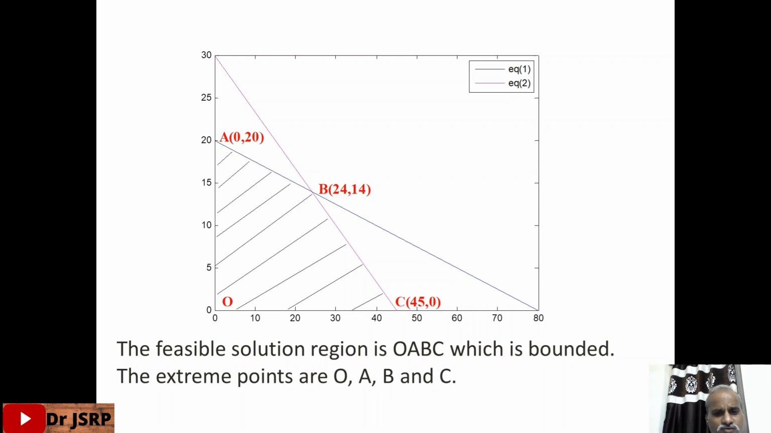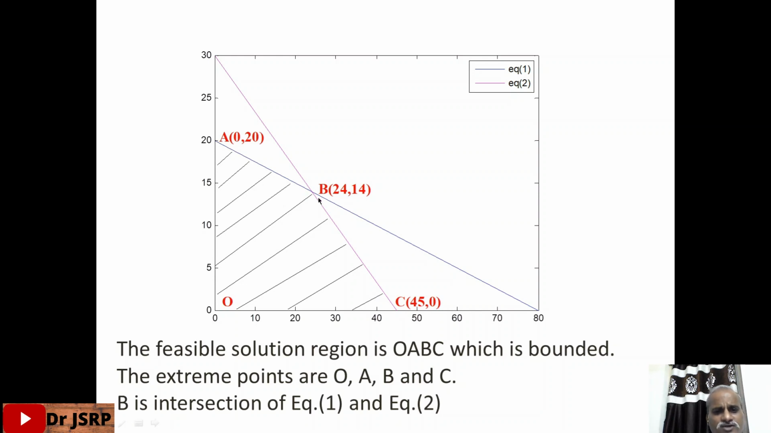The extreme points are O, A, B, C. Next, we can easily identify the coordinates of the extreme points. O is the origin, 0, 0. A is on the y-axis, this is 0, 20. C is on the x-axis, 45, 0. You can easily identify these 3 points.